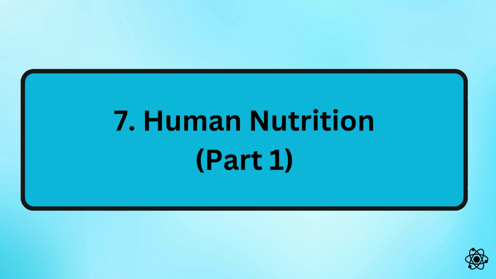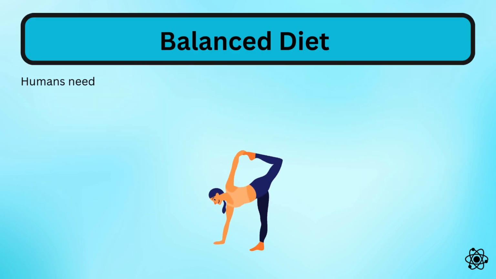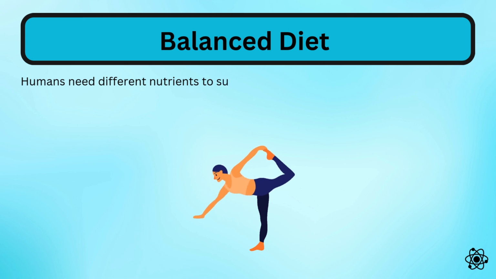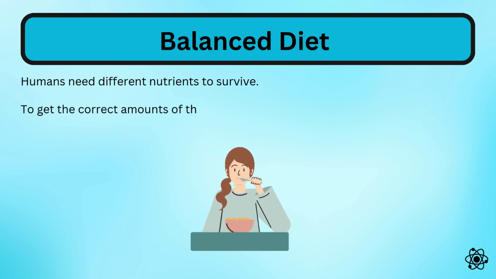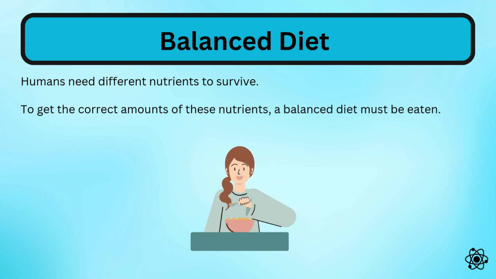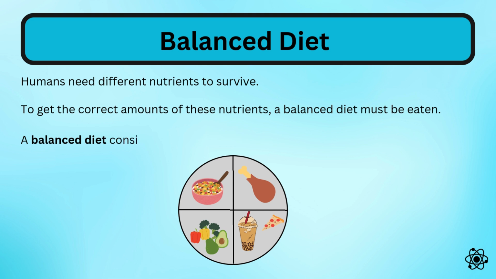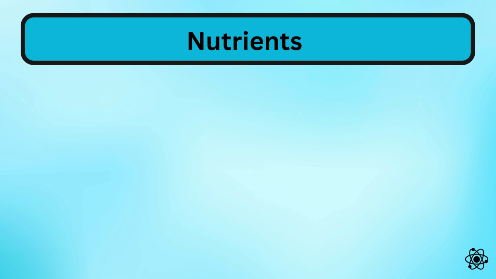This video summarizes Part 1 of Topic 7, Human Nutrition. Humans need different nutrients to survive. To get the correct amount of these nutrients, a balanced diet must be eaten. A balanced diet consists of all the food groups in the correct proportion. Let's take a look at the nutrients that are essential for humans.